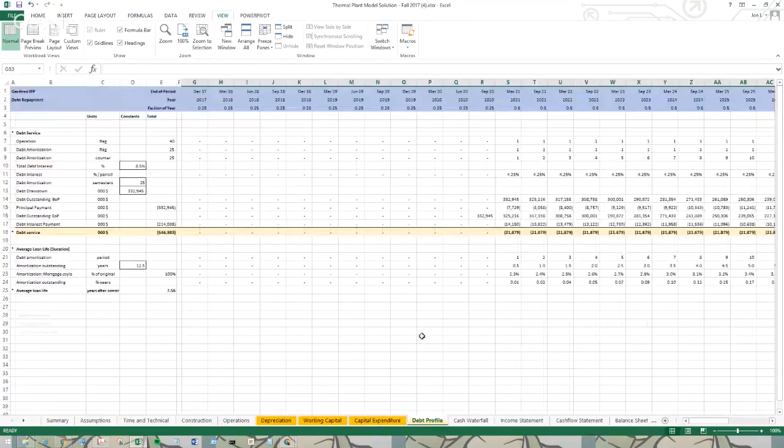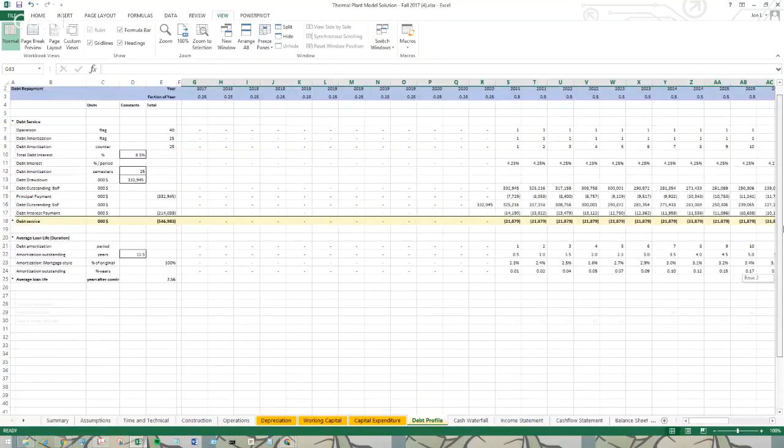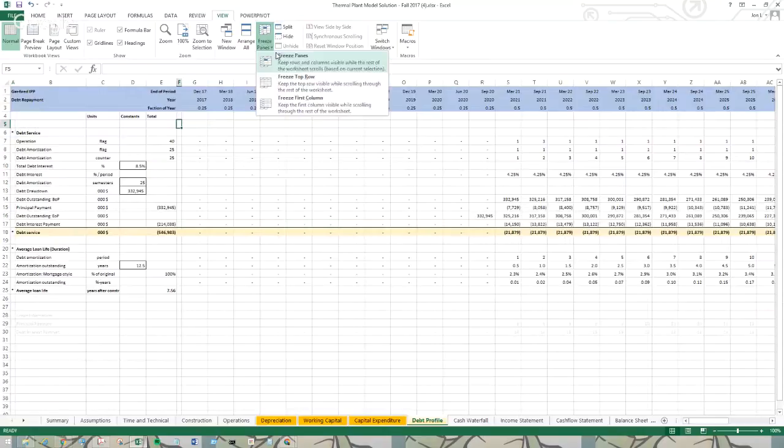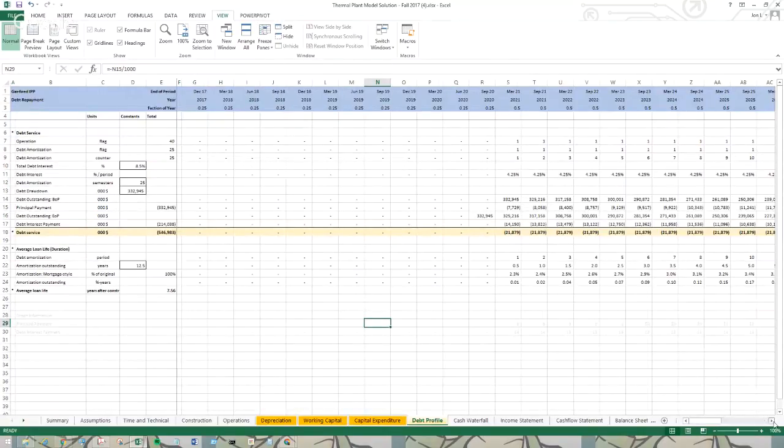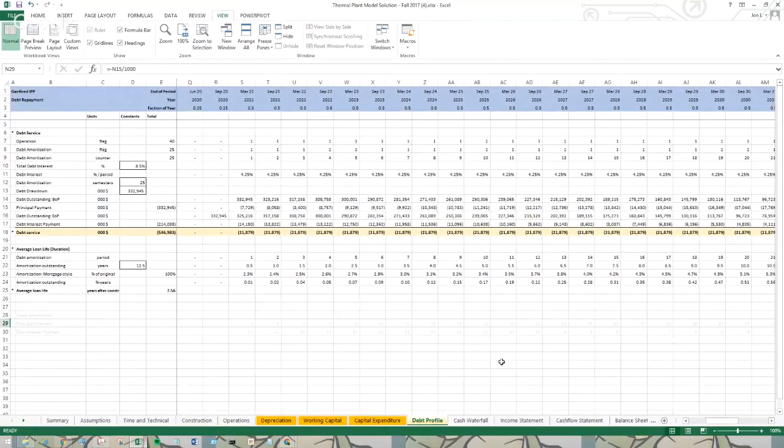And then the debt profile, this is probably the more complicated of the four. So this is kind of like our amortization schedule. You guys can take the same debt service tab and do it with your student loans as well. So it's mortgage style. Mortgage style just means that you pay the same amount every period. So you have your operation flag, debt amortization flag. And then our interest is 8.5 and it pays over 25 semesters. This is our total debt amount.